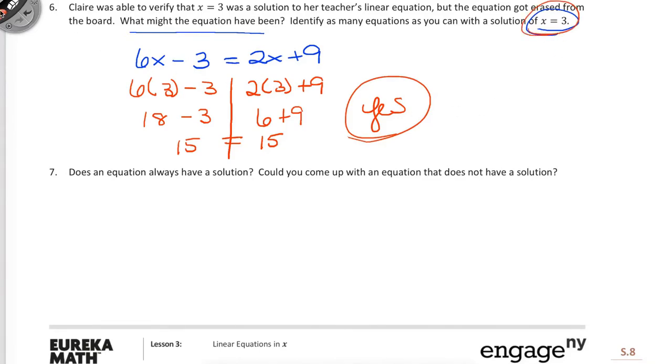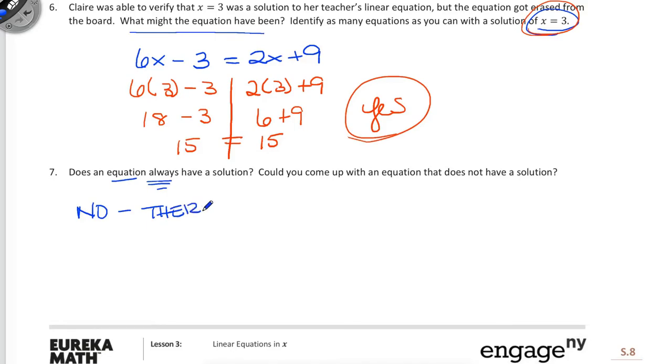So, here's a question for you. As we've done a couple examples so far, does every equation always have a solution? And could you come up with an equation that does not have a solution? So we actually had a couple of them. If you look back at your work, numbers 3 and number 5, both of them came out to no. They did not have a good solution. So that proves this part right here, that no, not every equation is going to have one. So we're going to say no.